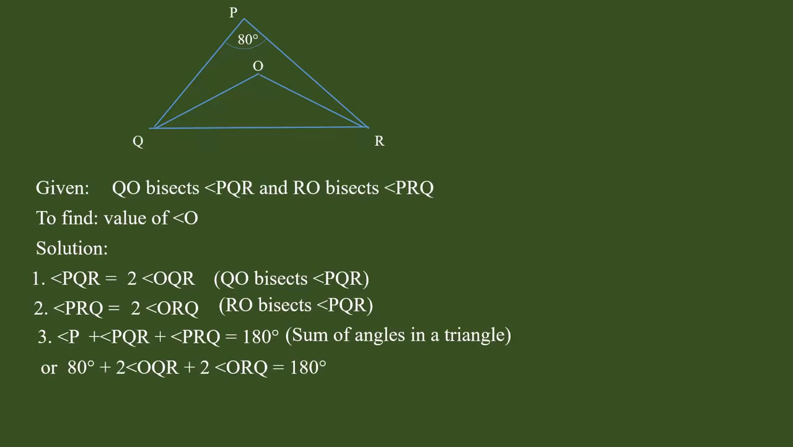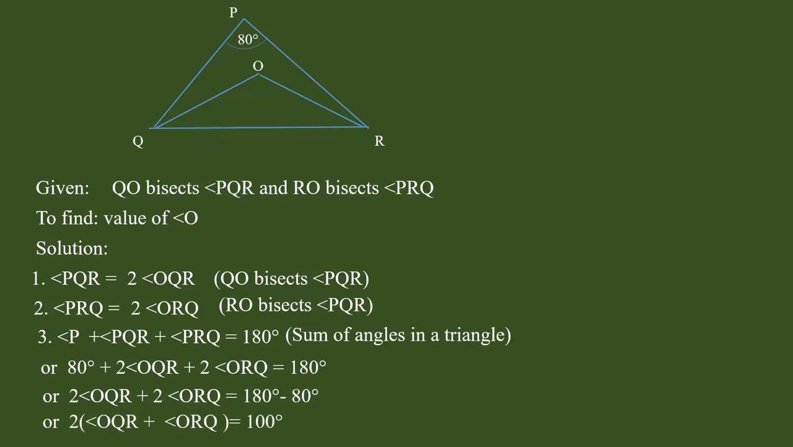Okay, so let's get the value in this way. We just transpose the 80 degrees to the right-hand side. It is 180 degrees minus 80 degrees. From here, we can take the common 2 out, and twice the sum of angle OQR plus angle ORQ will become 100 degrees, right? If we divide by 2, then we get OQR plus ORQ is equal to 50 degrees. Now, as we got the value of OQR plus ORQ, does it help to find angle O? Obviously. Now we can use the sum of angles in a triangle, in the small triangle, in order to find the value of O.